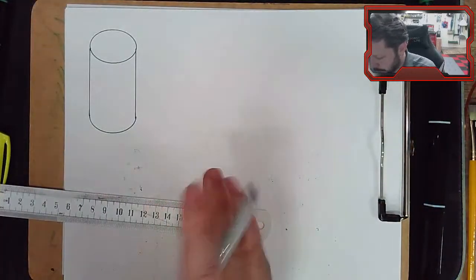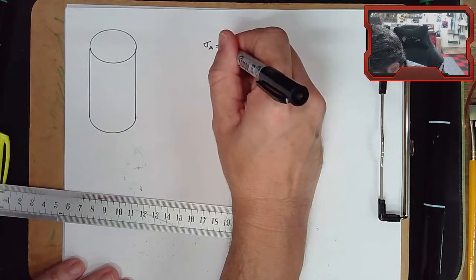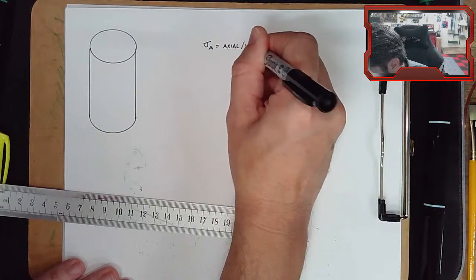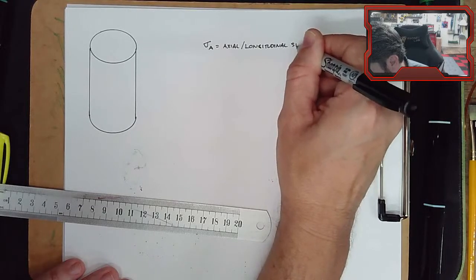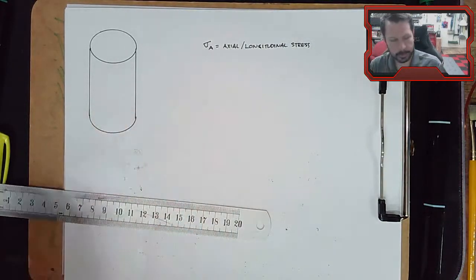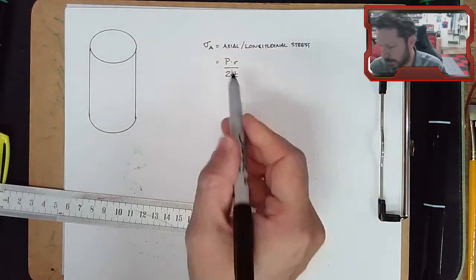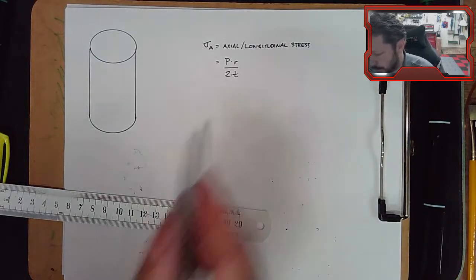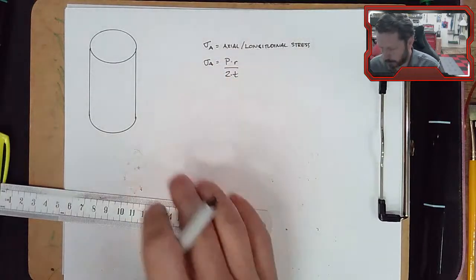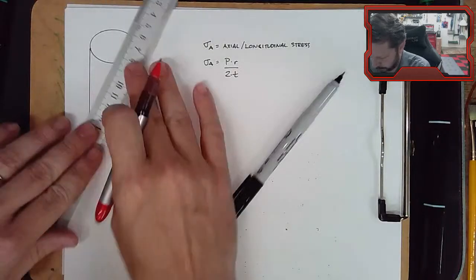So there is a sigma A equals, and it's either going to be called axial or maybe longitudinal stress in the wall of this, and it would look just like that. It would be PR over 2T. Same exact thing. T is the wall thickness, R is the internal radius of the pressure vessel, P is the internal pressure, and so it would be the exact same thing. But what if it was that we were thinking about it breaking. Oh wow, this will be interesting.